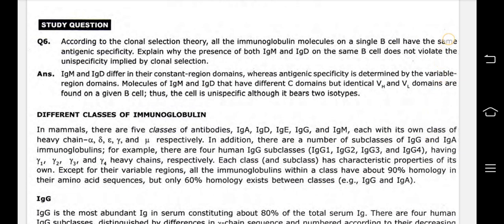According to the clonal selection theory, all the immunoglobulin molecules on a single B cell have the same antigenic specificity. Explain why the presence of both IgM and IgD on the same B cell does not violate the unispecificity implied by clonal selection. So IgM and IgD differ in their constant region domains, whereas antigenic specificity is determined by the variable region domains. So molecules of IgM and IgD that have different constant domains but identical VH and VL domains are found on a given B cell. Thus the cell is unispecific although it bears two isotypes.